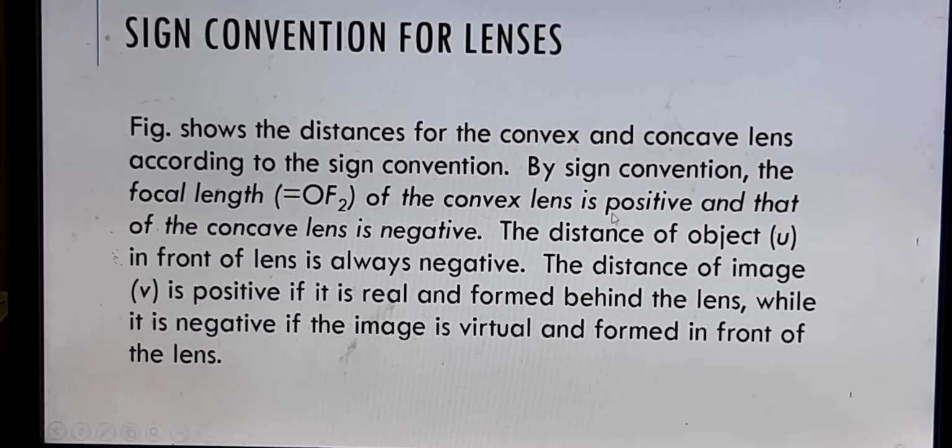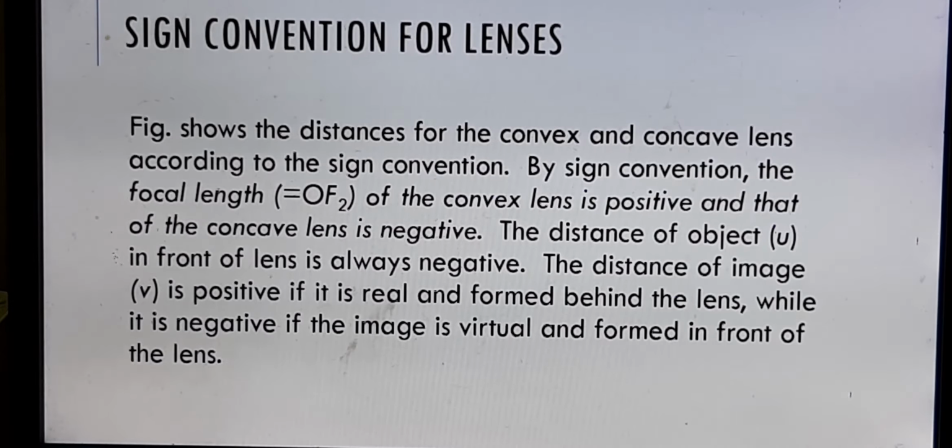While in case of concave lenses it is taken as negative. Why is it taken negative? Because in a concave lens the focus that we consider is on the left side, isn't it? So remember, the focal length of a convex lens is positive and the focal length of a concave lens is negative. Next, the distance of the object, u.